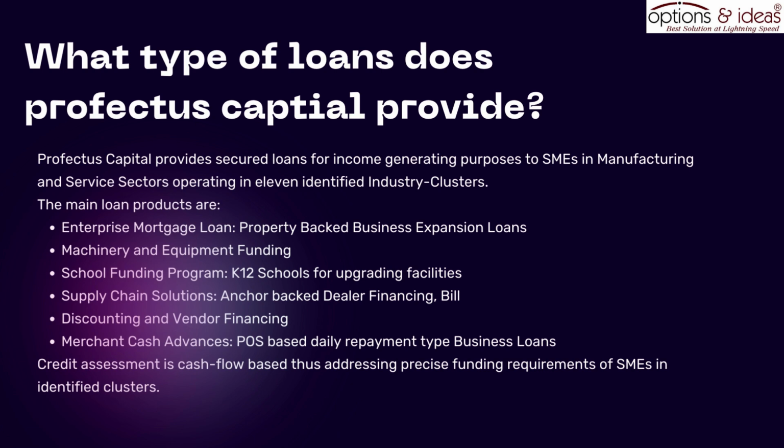What type of loans does Profectus Capital provide? Profectus Capital provides secured loans for income-generating purposes to SMEs in manufacturing and service sectors operating in 11 identified industry clusters. The main loan products are enterprise mortgage loan, property-backed business expansion loans, machinery and equipment funding, school funding program, K-12 schools for upgrading facilities, supply chain solutions, anchor-backed dealer financing, bill discounting and vendor financing, merchant cash advances, POS-based daily repayment type business loans. Credit assessment is cash flow-based, thus addressing precise funding requirements of SMEs in identified clusters.